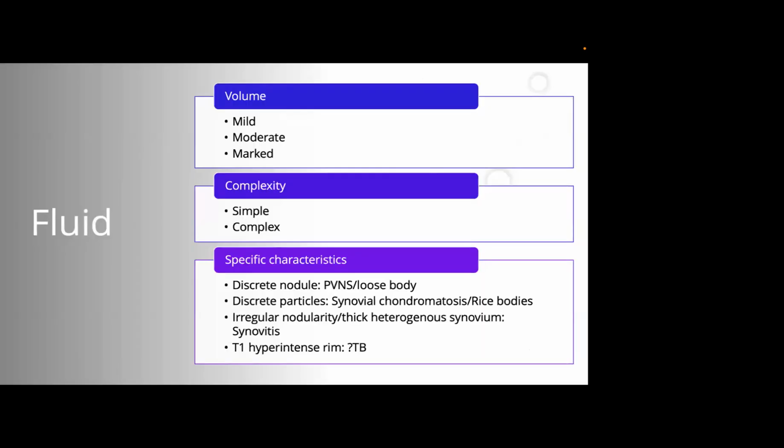arthritis. So when you're looking at fluid, think about volume, whether it's mild, moderate, or marked. Think about the complexity, if it's simple fluid or if it's got debris and complexity inside it. And then look at specific characteristics. So if you see a discrete nodule, you've got to think about PVNS or a loose body. Most of the time you have X-rays, so look at those. Also, don't forget about those when you're looking at the MRI. If you have tiny, discrete, sort of homogeneous particles, think about synovial chondromatosis or rice bodies of an inflammatory disorder. If you have irregular, nodular, thickened, heterogeneous synovium, then you're thinking about synovitis, either from an infection or an inflammatory cause. And if you have a hyperintense T1 rim, then you're going to start to think about TB.